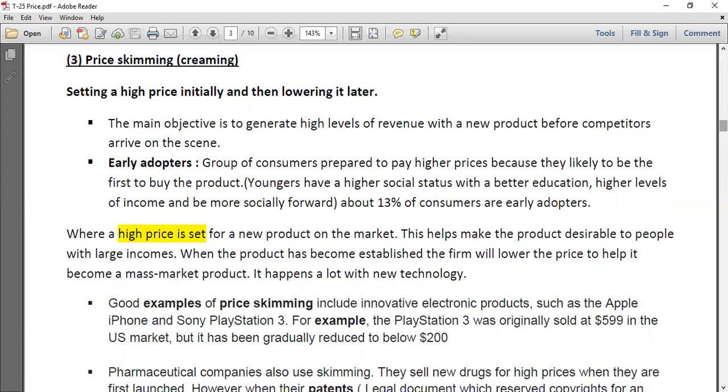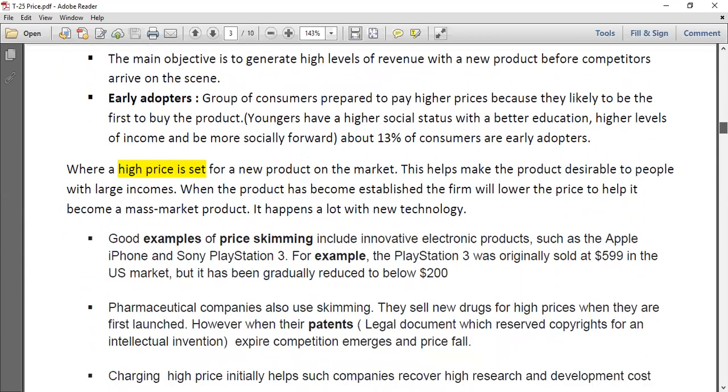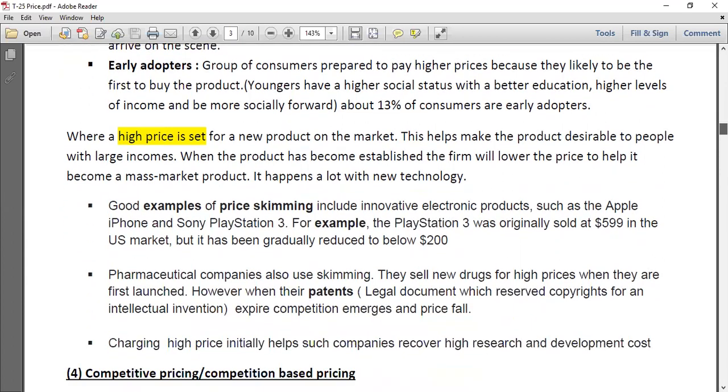They are called early adopters, a group of consumers who are prepared to pay high prices. We talk about this several times. The disadvantage of this pricing strategy is that, because of the high price, people sometimes will not purchase large volumes. And when the product becomes established, a firm will lower the price.